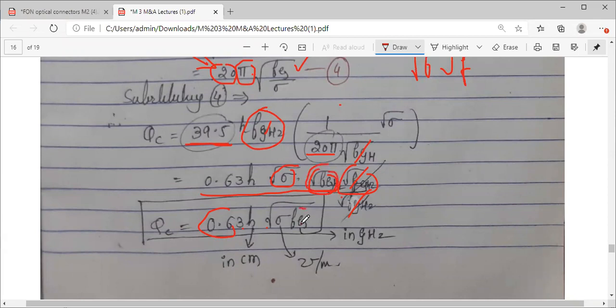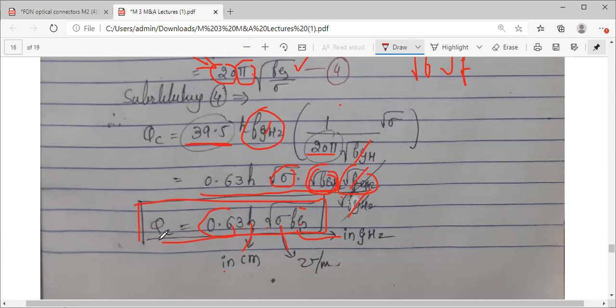So fG, G indicates gigahertz. h is your substrate thickness in centimeters. Sigma is the conductivity, that is mho per meter. Frequency is in gigahertz. So this is the quality factor expression if you take into account the ohmic losses, attenuation constant alpha c.